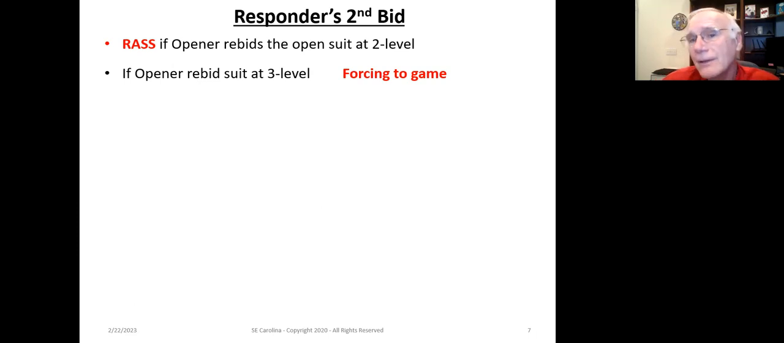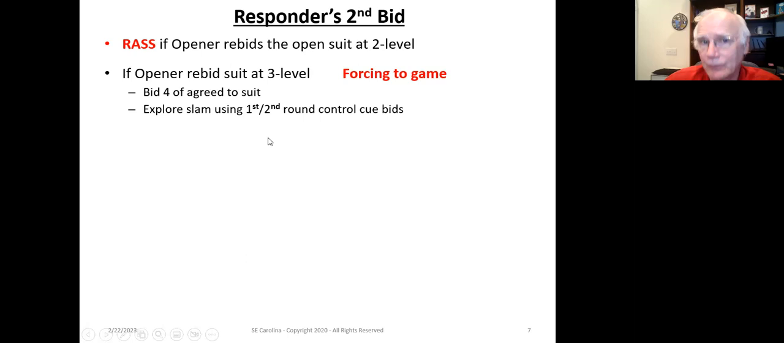Now, what is the responder going to do? Well, he's going to bid 4 of the agreed suit. And if he thinks there's a possibility of slam, because the bid is at the 3 level, they can actually make a control bid at the 3 level or the 4 level below the agreed trump suit and potentially explore slam. Now we're starting to get into some really advanced territory when we talk about control bids. There's a lesson on control bids, but that's a topic for a different day.